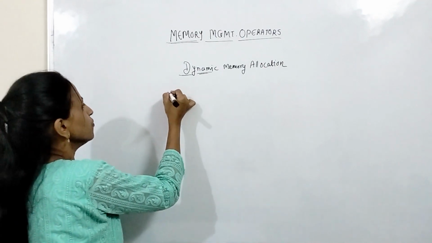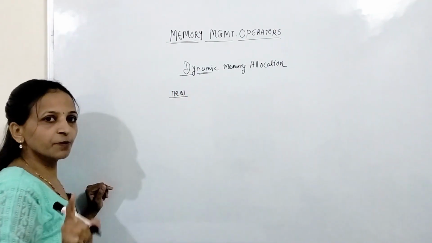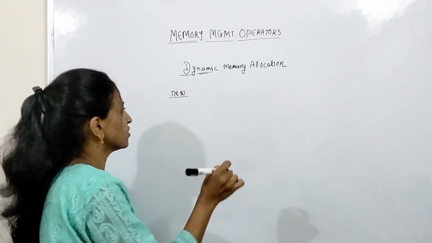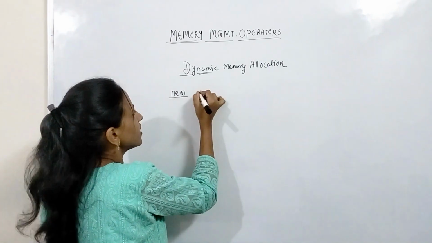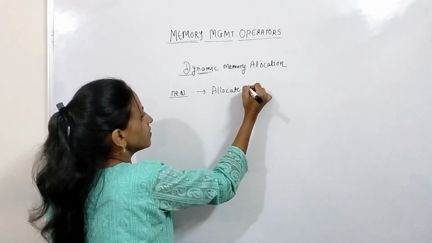Now see the new operator. New is a keyword. Always keep in mind you have to use it in small case letters only. This new is an operator that you can use to allocate memory dynamically.